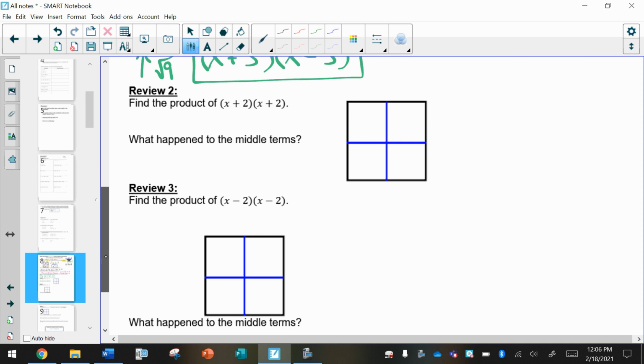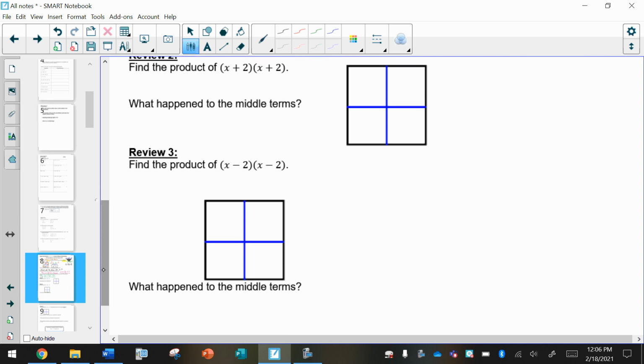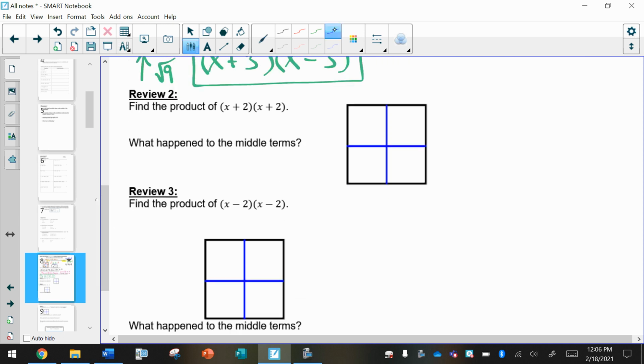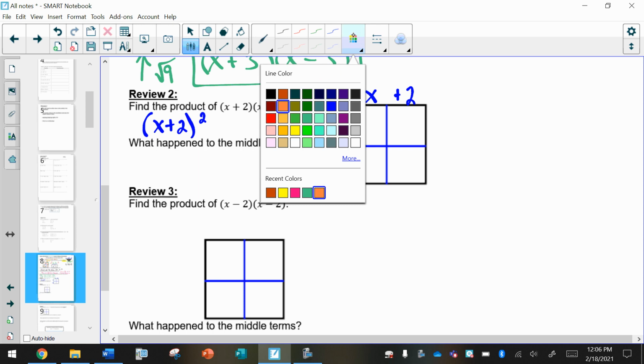Let's see what happens if they were both positive. And this is something that we did earlier in the year. X plus 2 times x plus 2. That technically could be written as x plus 2 squared because it's the exact same thing in both parentheses. We cannot do that if one of them's plus and one of them's minus because it is not the exact same thing in both parentheses. So it doesn't quite work the same.